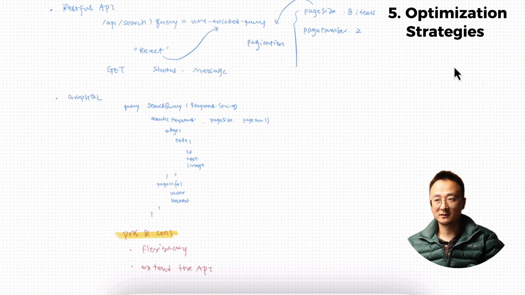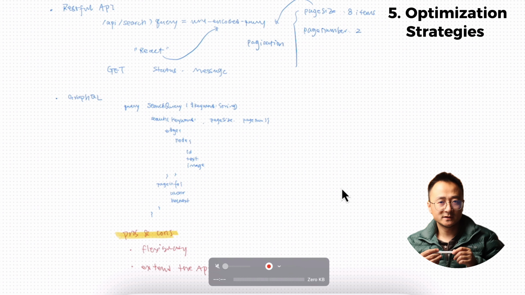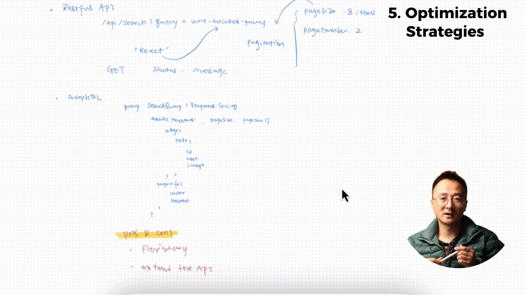even the API design. It's okay. It's simple and straightforward. There's not much to talk about. But for optimization, there are so many things you can explore and discuss with your interviewer.